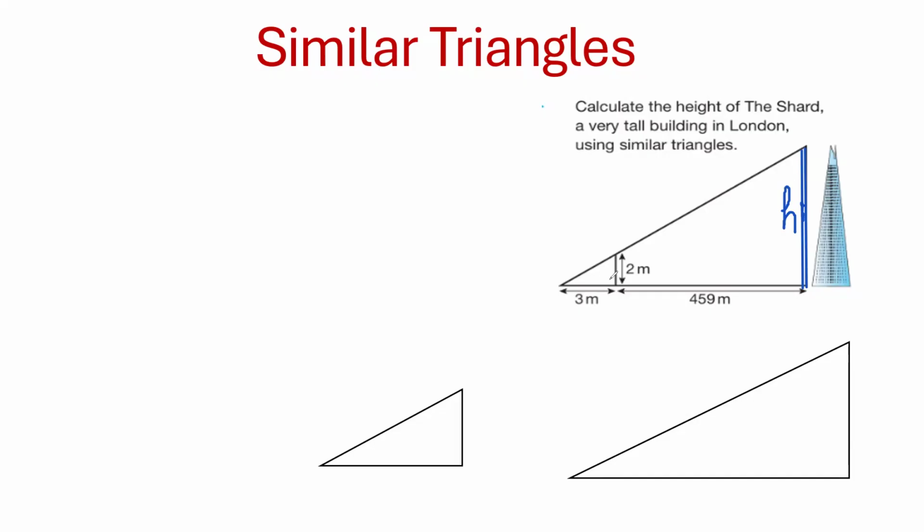Okay, similar triangles. If you cannot see it like this, you can cut these triangles. Like this is the small triangle here. I have two dimensions, 3 and 2, and the bigger triangle, which is H, as you can see. Take care because the base here is all of this distance, which will be 459 plus 3. So it will be 462.